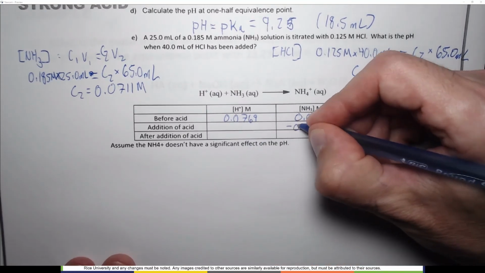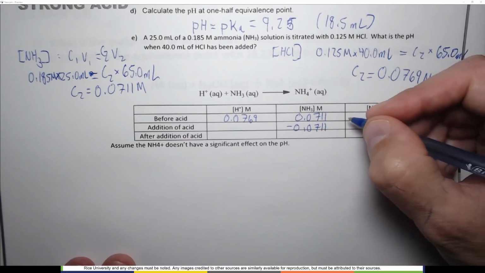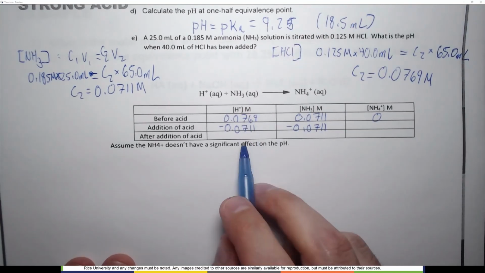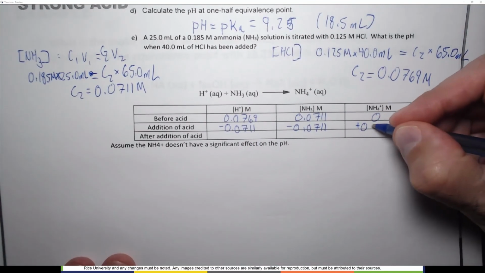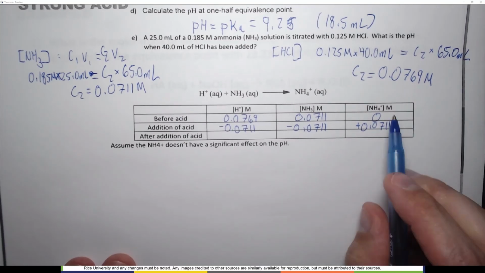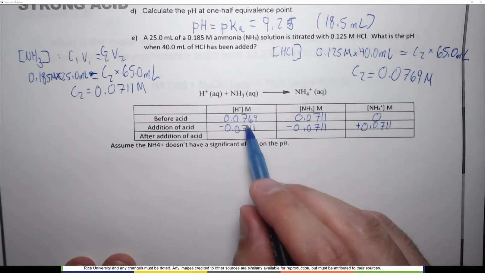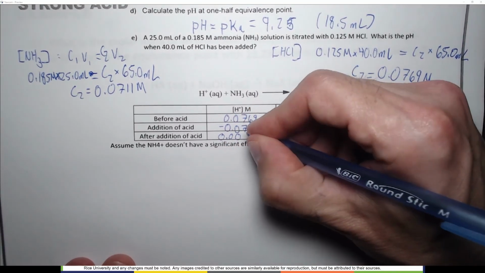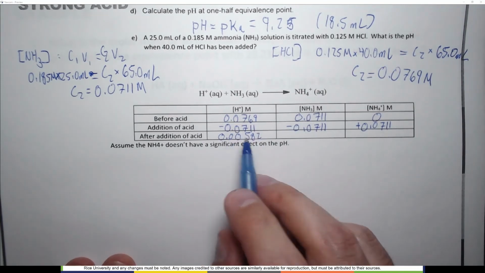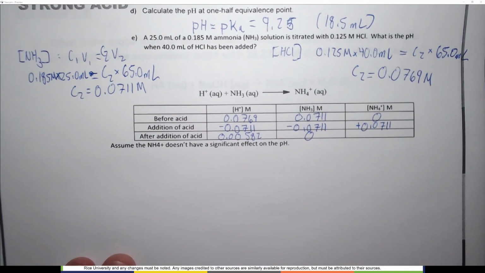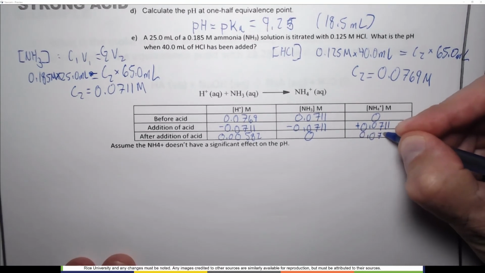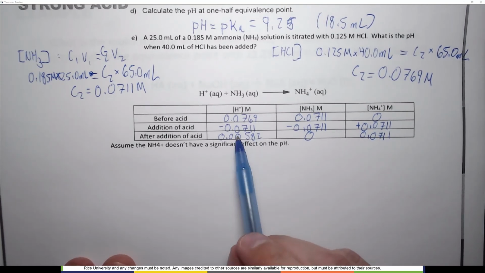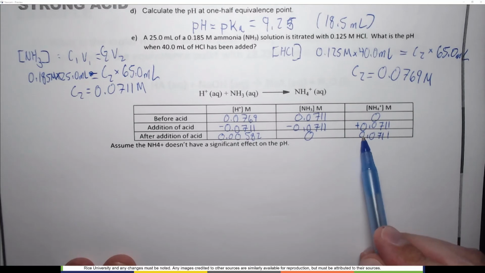So here we're going to lose all of our NH3. Again, since this is 1-to-1, we're going to lose the same amount of H+. We're going to gain the same amount of NH4+. What's this going to leave us with? Well, it's going to leave us with 0.00582 molar H3O+, 0 molar NH3, and 0.0711 molar NH4+. In this case, we have a strong acid mixed with a weak acid.